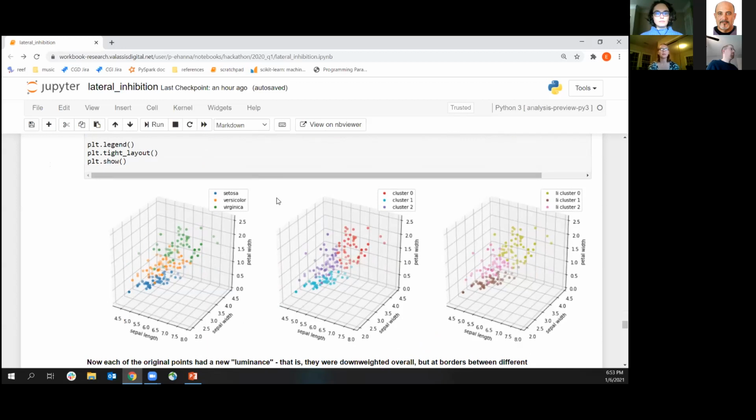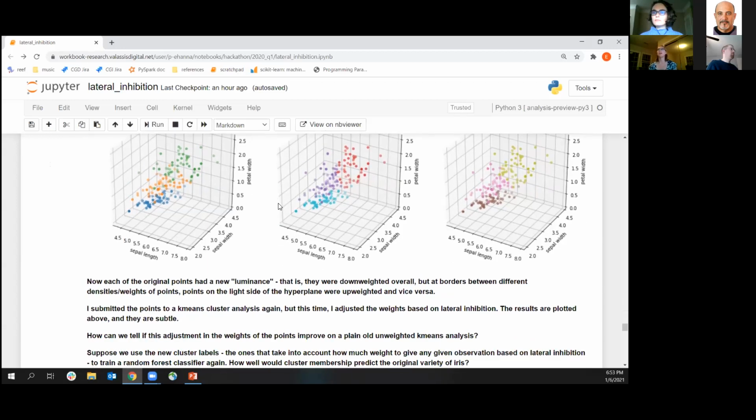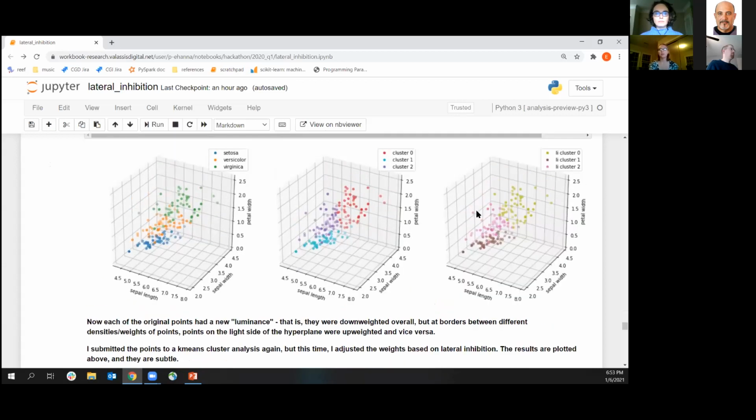And what I ended up with is essentially a different luminance for these little points. Whereas before, each point was a 1 because it represented 1 iris, 1 observation, after we performed the lateral inhibition procedure, we're no longer treating 1 observation as 1 unit of weight. So when we're upweighting or downweighting based on how close an observation is to a border, it's going to count as more of an iris because it's more luminant. And if it's on the less dense side, on the dimmer side, it's going to count as less of an iris. So it's essentially a way to weight the different observations before you run the clustering algorithm.